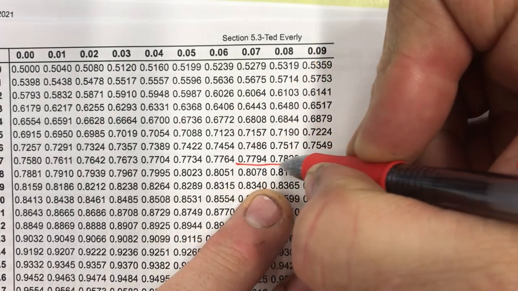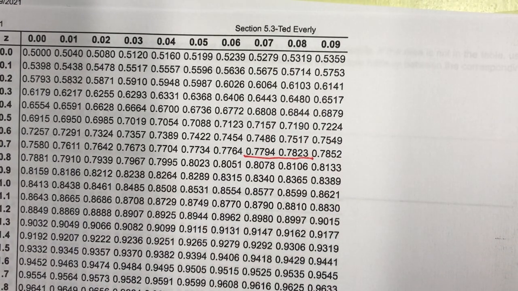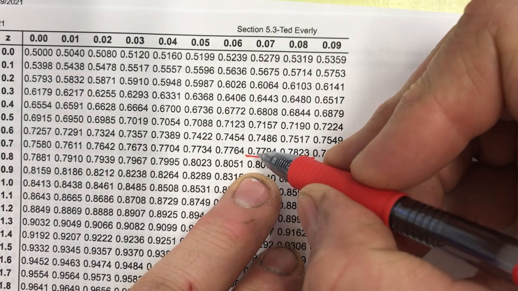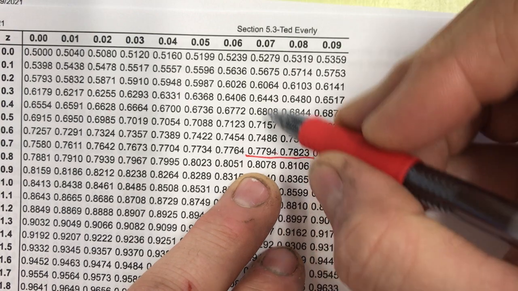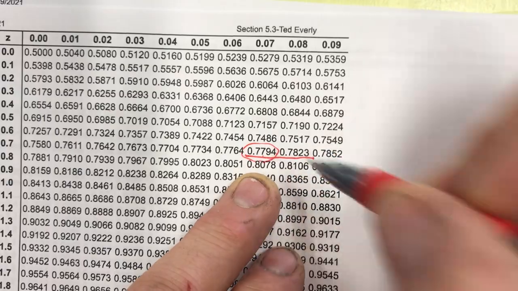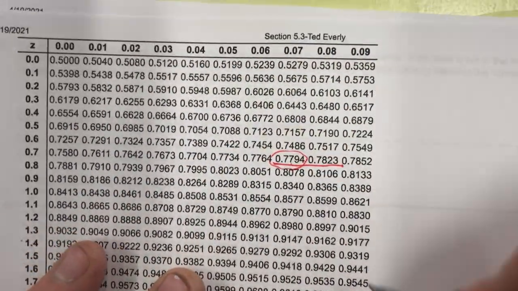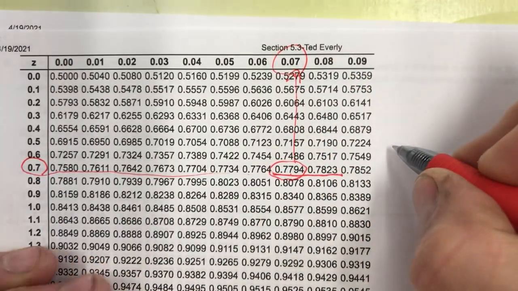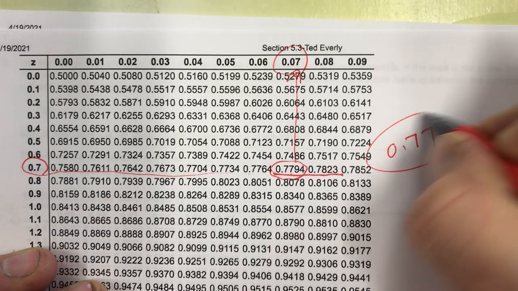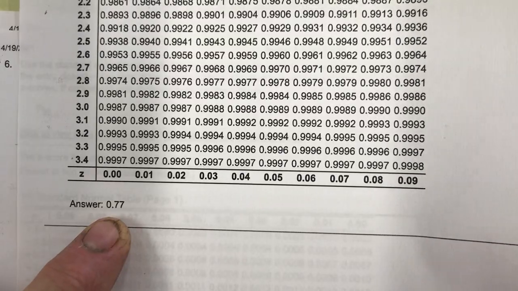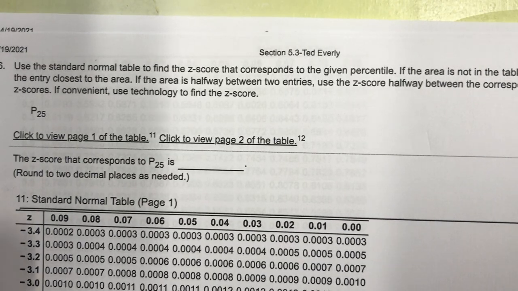Okay, here we go, right here. It's between these two right there. Which actually is closer to this one. See, this is 7794. This is like 6 10,000ths off. So it's really closer to this one. If you look at the side here, if I come over this way, that's 0.7. And up here, this is 0.07. So this is 0.77, which is what the answer is. Okay, so we're just looking at these values.